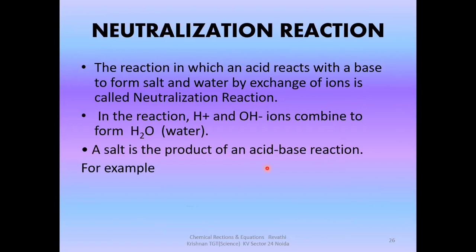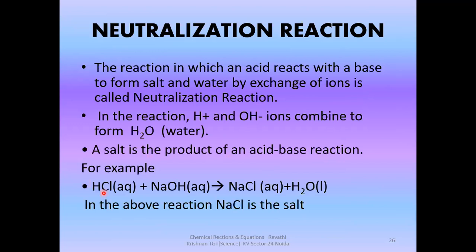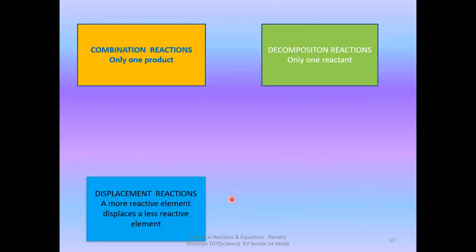For example, hydrochloric acid reacts with sodium hydroxide to give sodium chloride and water. The reaction can be written as HCl plus NaOH gives NaCl plus H2O. In the above reaction, NaCl is the salt. The reaction is already balanced.